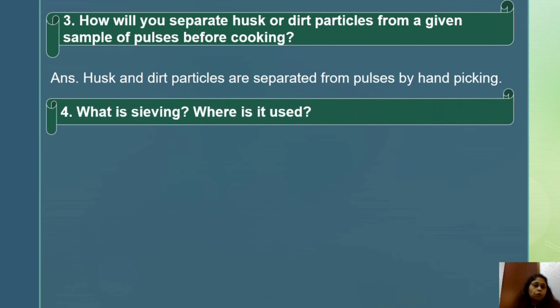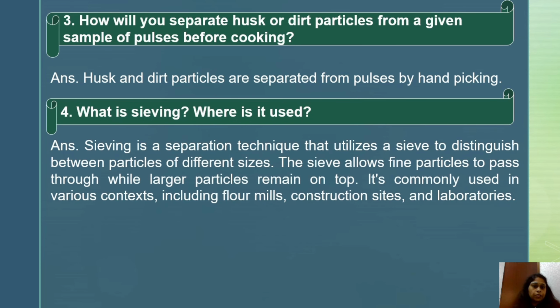Now next question, what is sieving and where is it used? Sieving is basically a separation technique that utilizes a sieve to distinguish between particles of different sizes. For example, you must have seen your mother sieving rice flour, right? The sieve allows the fine particles to pass through while the larger particles remain on the top. It is commonly used in flour mills, construction sites and laboratories.